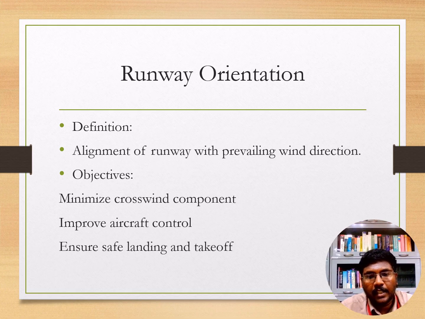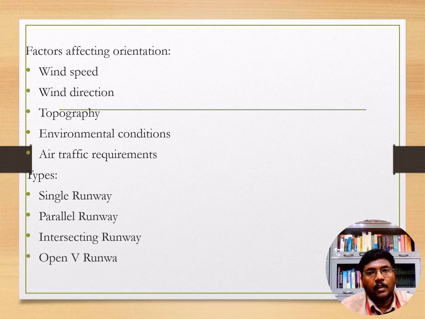Normally wind directions are classified into two types, windward side as well as leeward side. The main objective is to minimize the crosswind component, improve aircraft control and ensure safe landing and takeoff in poor weather conditions. Next we see the factors affecting orientation. There are 5 different factors affecting orientation. They are wind speed, wind direction, topography, environment condition and air traffic control.